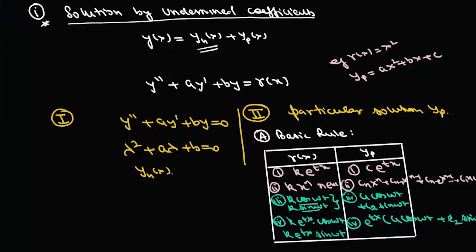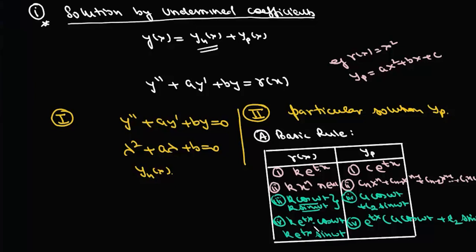So let's go over it one more time. If r(x) is some exponential function, then yp is simply c times that exponential function e^(γx). If r(x) is some k x^n, then yp is a polynomial function with constants, of degree n. And if it is k cos ωt or k sin ωt, then simply it will be c1 cos ωt + c2 sin ωt.